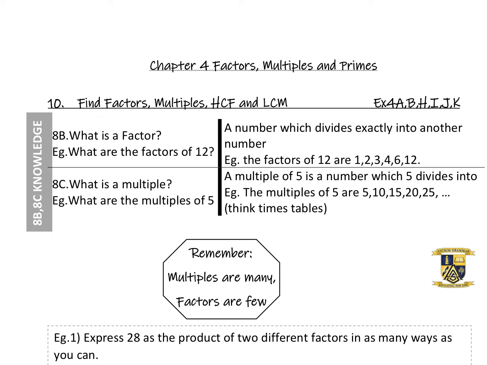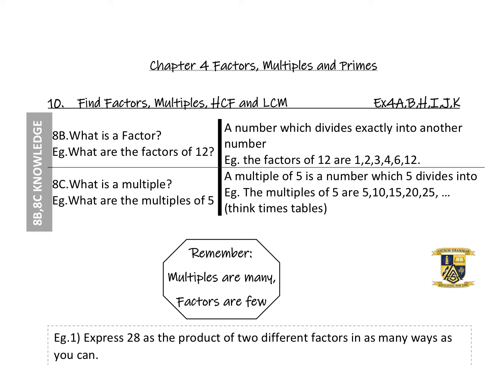That is, there's no remainder. So the factors of 12 are numbers which divide into 12 without a remainder, which are 1, 2, 3, 4, 6 and 12. Factors are few. It says down here, factors are few. There's only a set number of them and they fit in, so factors fit into the number.